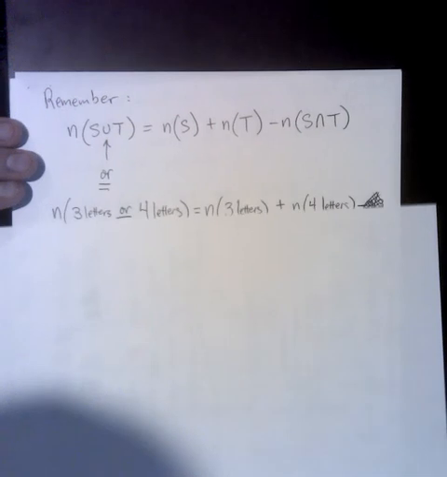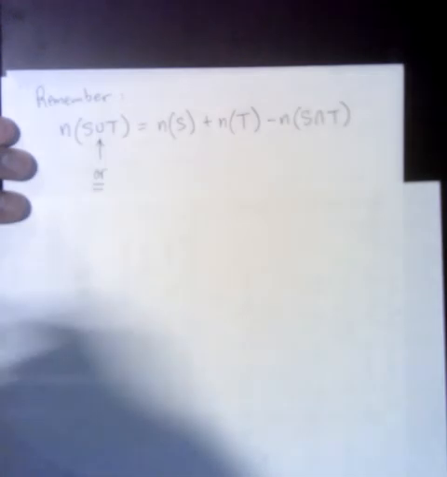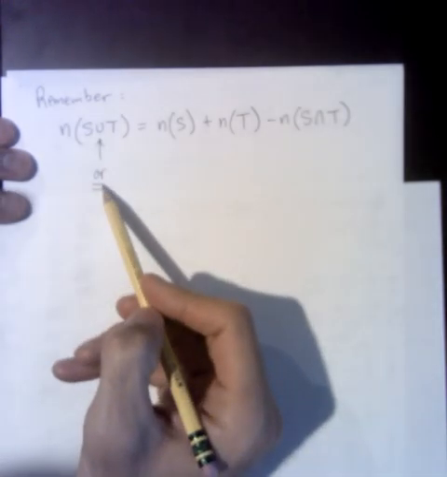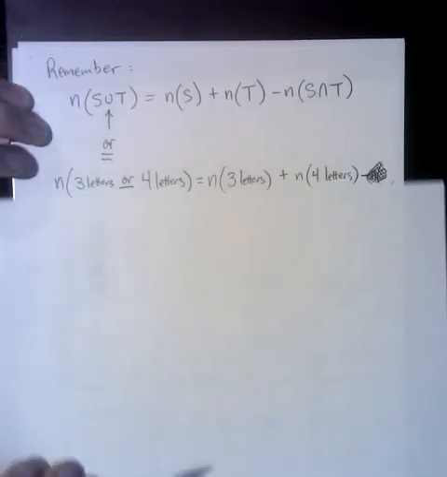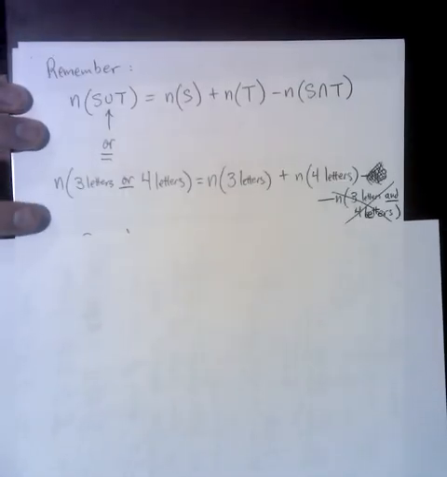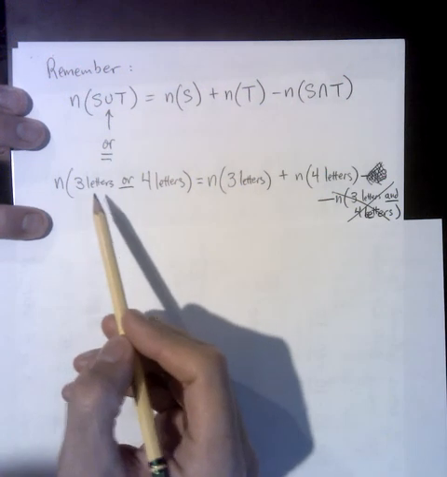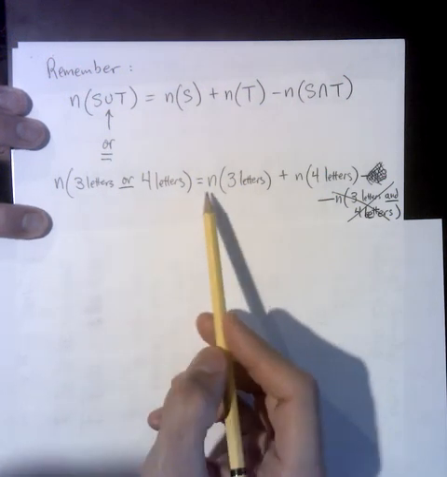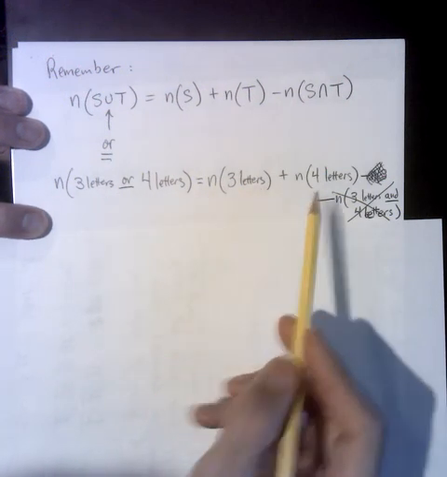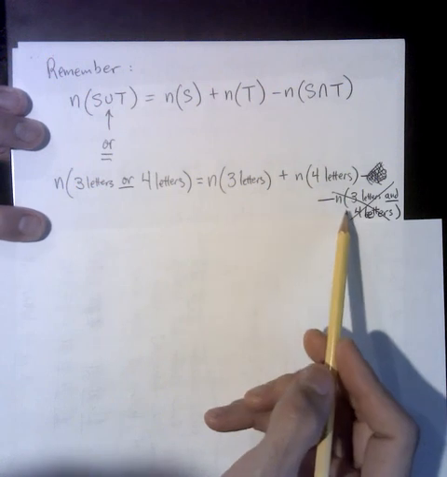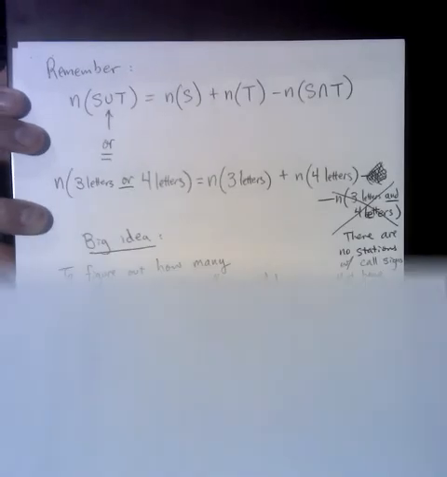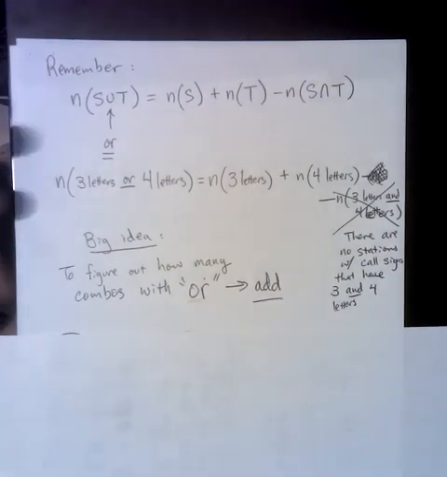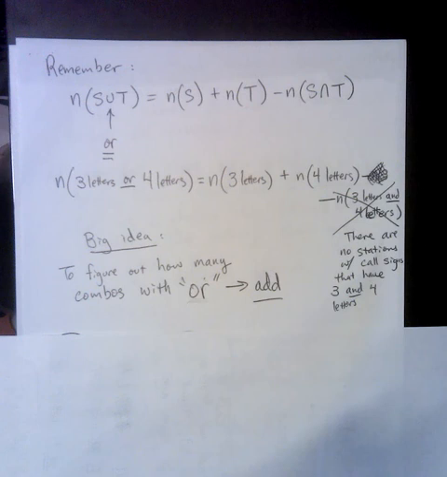For this, the key thing here is that the union represents that word, or, in 3 or 4 letter call signs. So if I want to apply this for this problem, the number of 3 or 4-letter call signs can be found by taking the number of 3-letter call signs and adding the number of 4-letter call signs. Now for this problem, it's impossible for a single radio station to have both 3 and 4 letters. There are no radio stations that have a call sign that is both 3 letters and also 4 letters. It's impossible. So that last bit goes away.